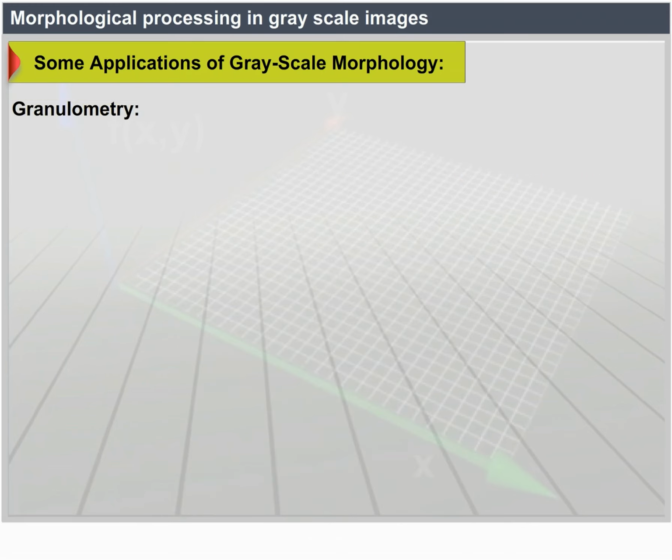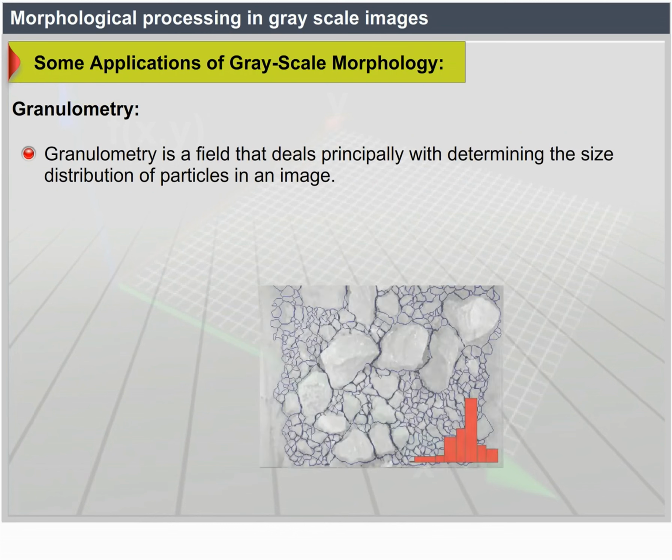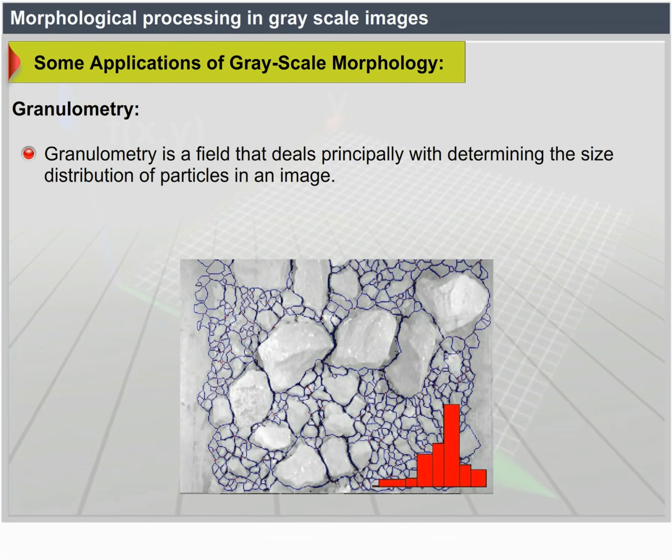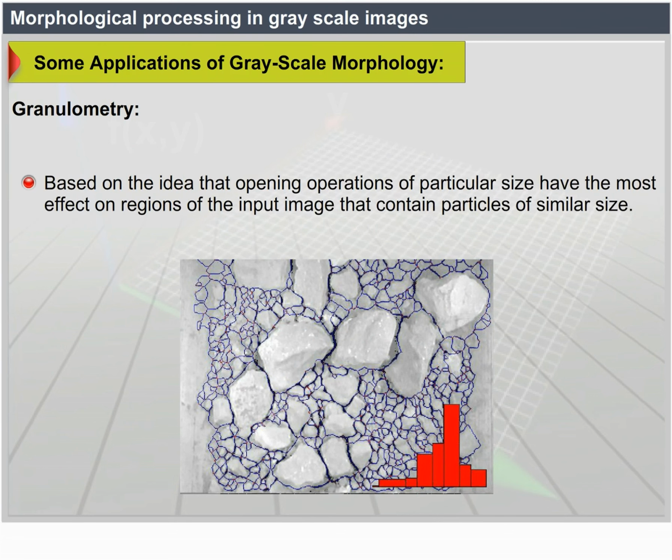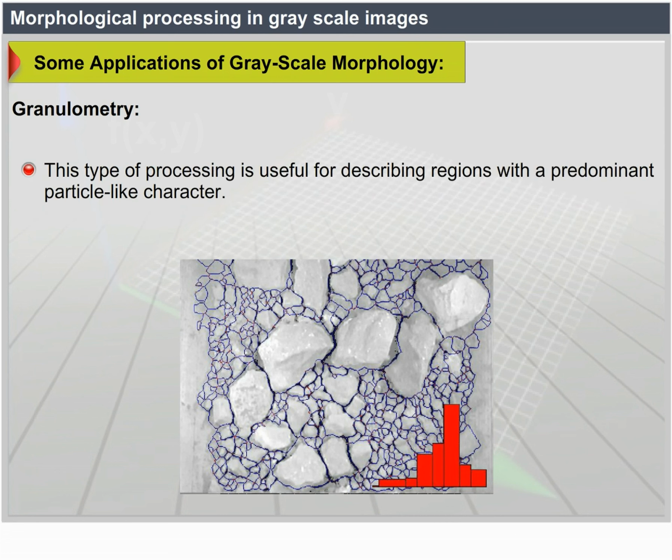Granulometry. Granulometry is a field that deals principally with determining the size distribution of particles in an image. Because the particles are lighter than the background, we can use a morphological approach to determine size distribution, to construct at the end a histogram of it, based on the idea that opening operations of particular size have the most effect on regions of the input image that contain particles of similar size. This type of processing is useful for describing regions with a predominant particle-like character.